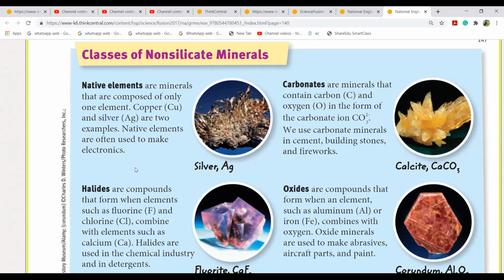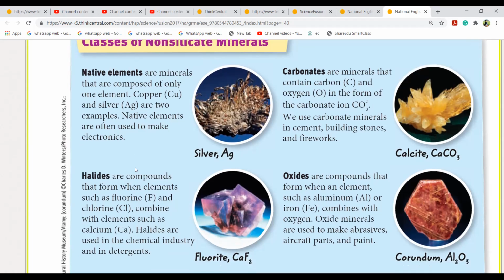Halides are used in the chemical industry and detergents. Chlorine, of course, is used in swimming pools. These are all group 7, they are antibacterial. In the periodic table, all this bromine, chlorine, all are antibacterial. They kill the bacteria. You know that chlorine is used in the swimming pools and the water we drink to kill the bacteria.